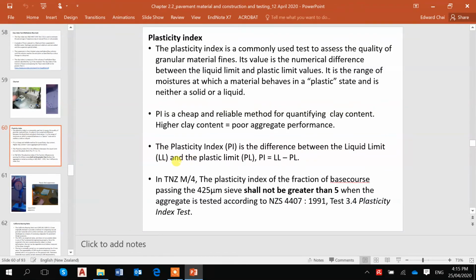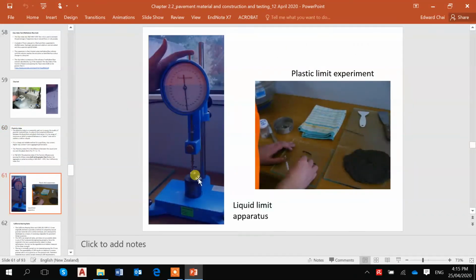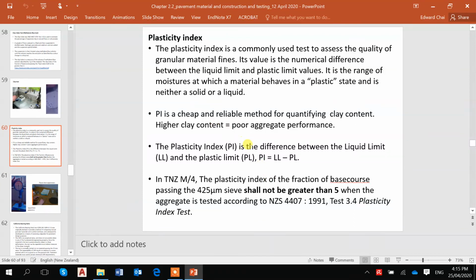Again, PI equals LL minus PL. The liquid limit is just the moisture content, the moisture content of the clay material. You do it after you have done the experiment. You check the moisture content of the sample, and the same for the plastic limit, the moisture content of the sample, and then the plasticity index is just PI equals LL minus PL.